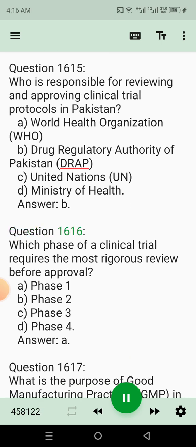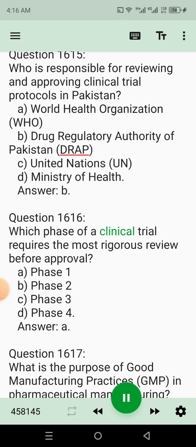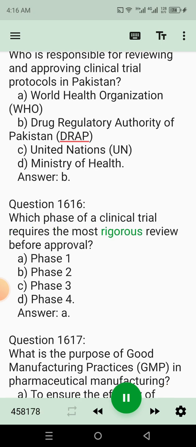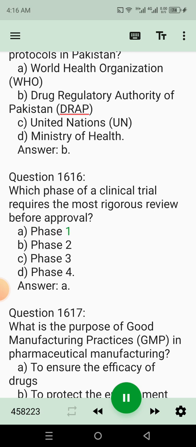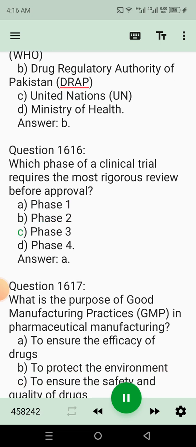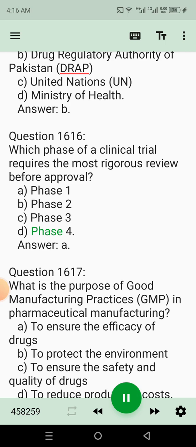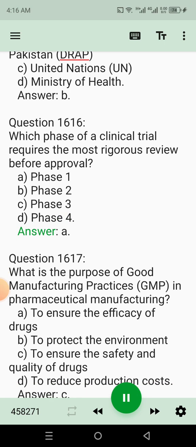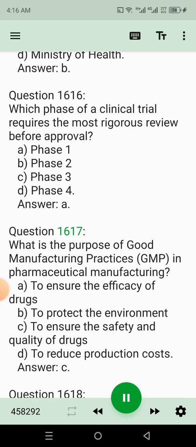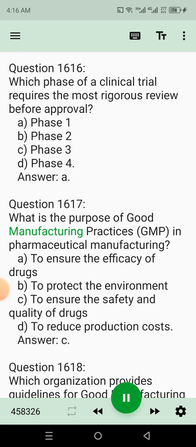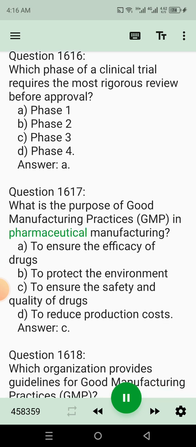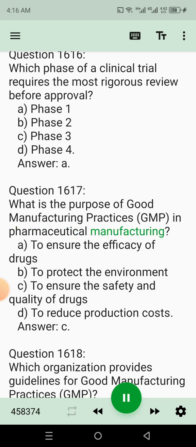Question 1616. Which phase of a clinical trial requires the most rigorous review before approval? A. Phase 1. B. Phase 2. C. Phase 3. D. Phase 4. Answer: C.